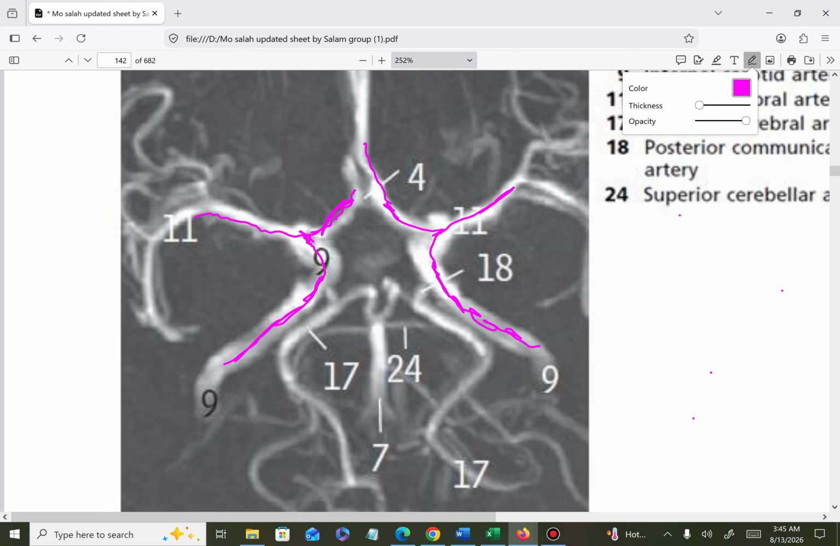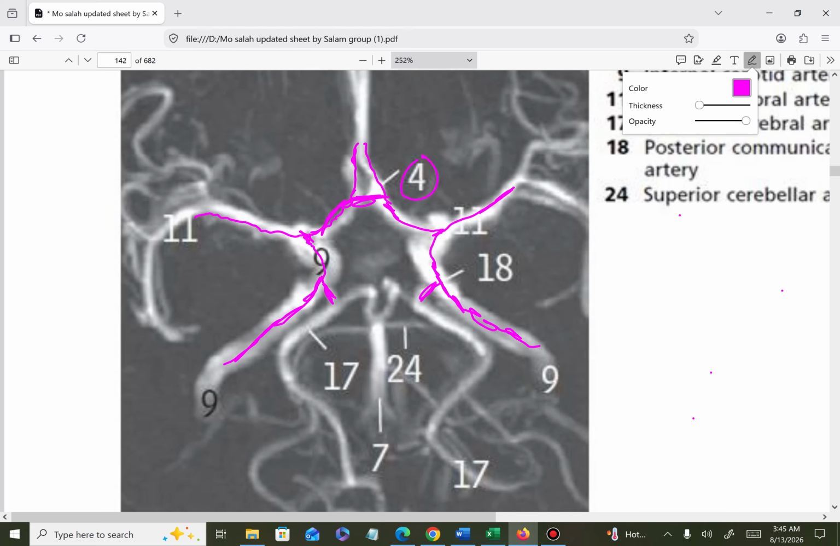Then the two anterior cerebral arteries communicate with each other through the anterior communicating artery. Okay, so on the 4 number, this is the anterior communicating artery. This internal carotid artery also gives a branch which is called the posterior communicating artery. This is the posterior communicating artery, and what it does is connect the anterior system of the circle of Willis to the posterior system of the circle of Willis. Okay, so this is the posterior communicating artery.